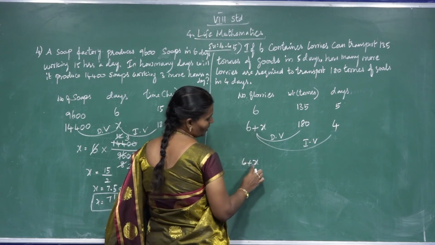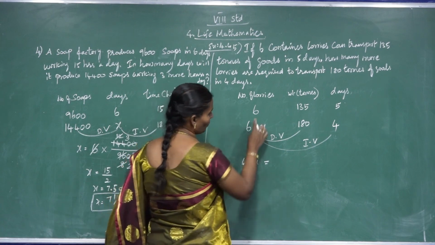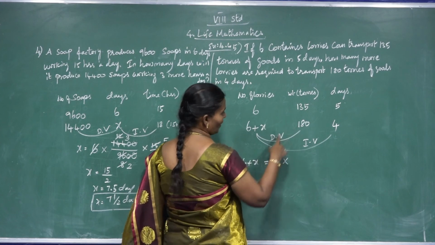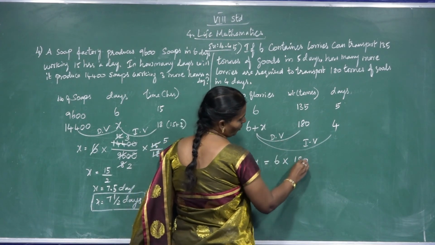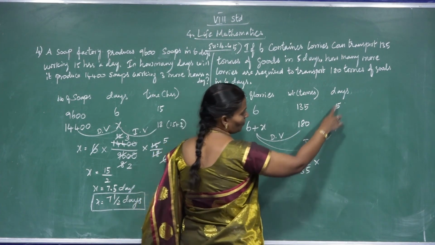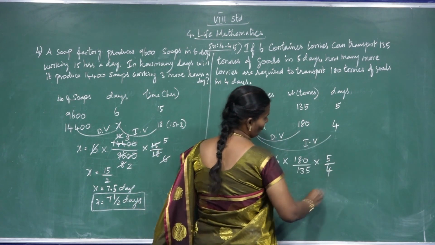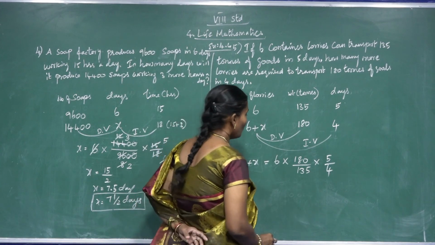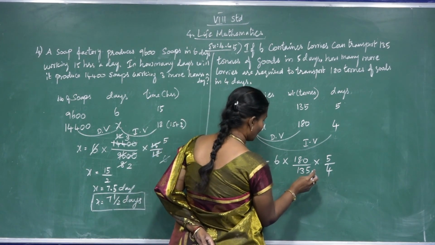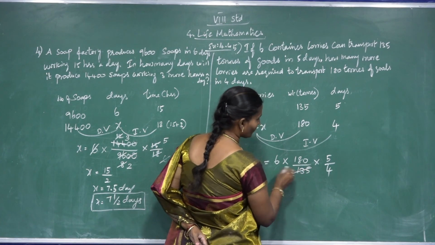What is that here? 6 plus x. That is equal to 6 multiple. The first one is direct variation. So write in the reciprocal 180 by 135 multiple. Here inverse variation. So 5 by 4. Now cancel here. Cancel with the fifth table. Am I correct? Yes, fifth table.